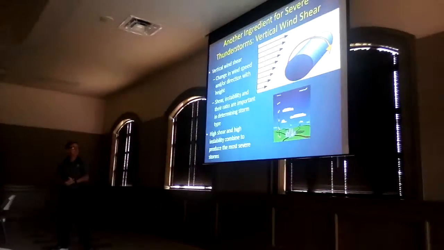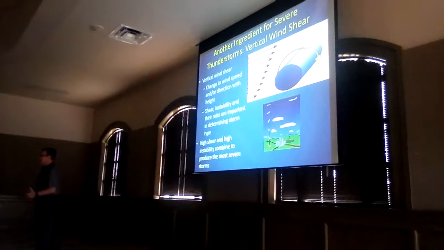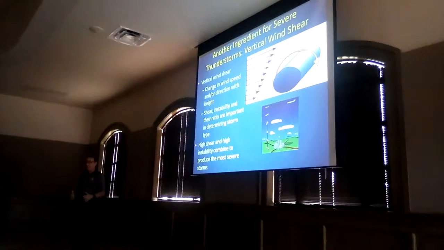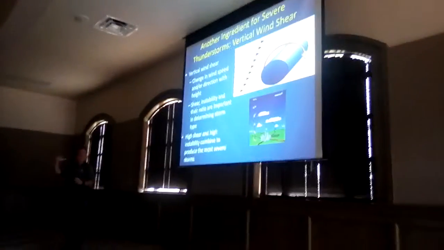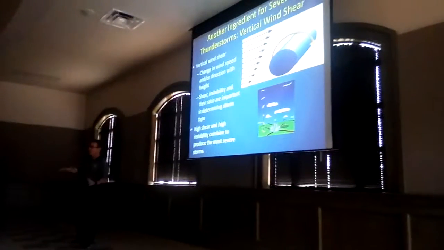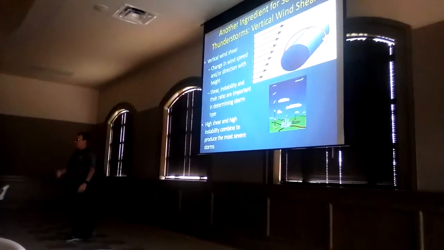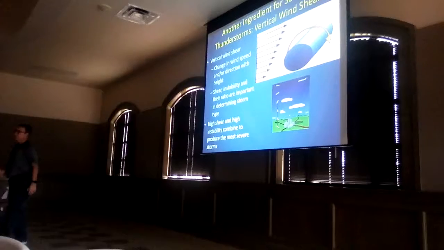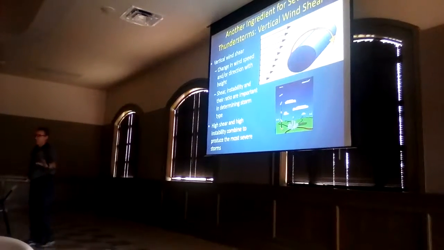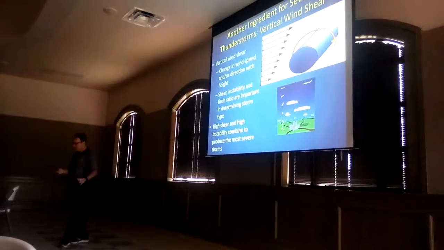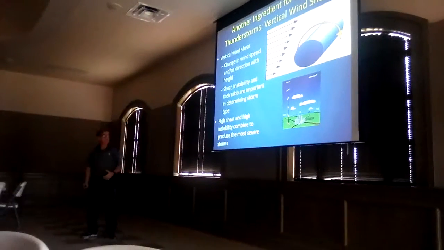Go ahead, Tim. There's another ingredient called wind shear. And what that means is the winds change as you go up in height. So we can have light winds at the surface, strong winds aloft, and we can actually get a little bit of spin in the atmosphere due to that shear. It turns out if you couple a lot of instability with a lot of shear, you get a very severe type of thunderstorm that we'll talk about a little bit later on.